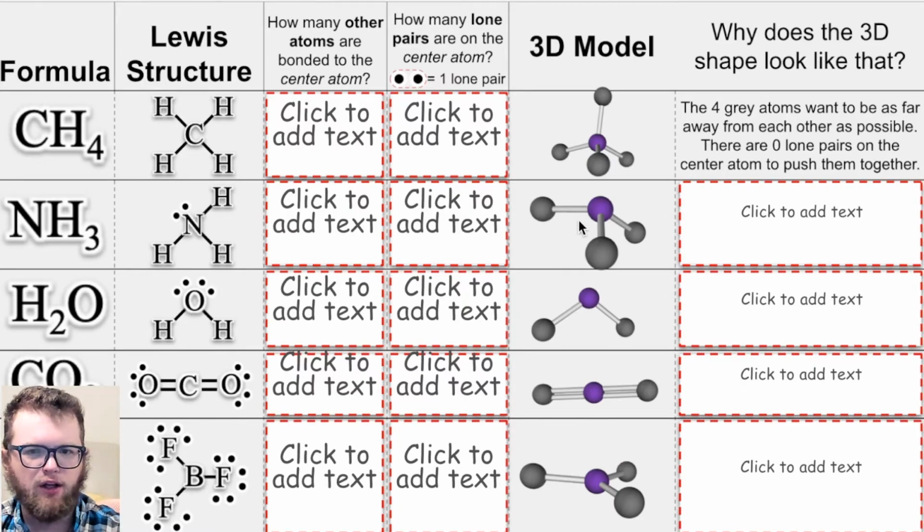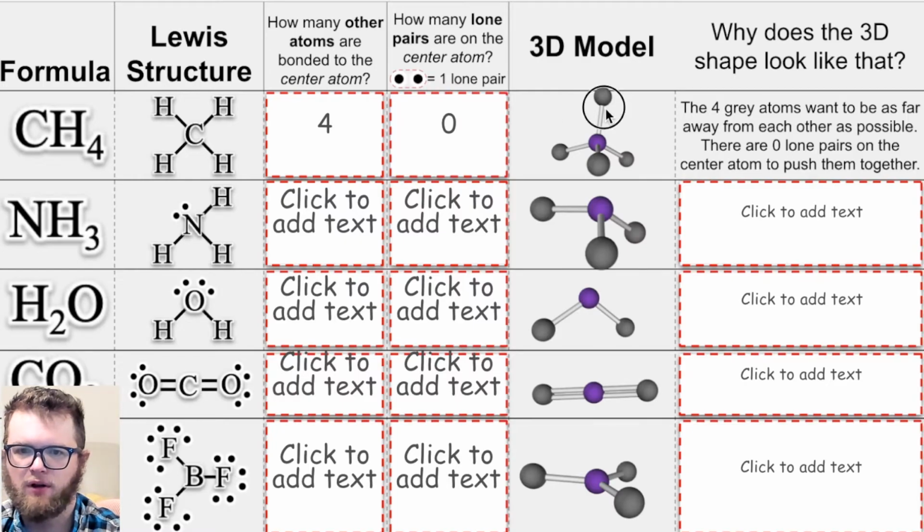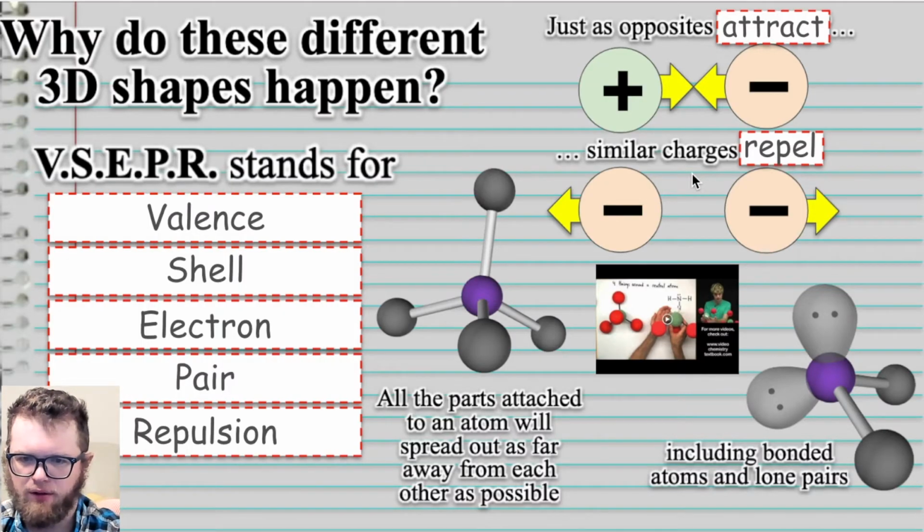So now here we're going to get into the 3D model and explain some of that. So formula, CH4, Lewis structure, we've got the C, we've got our 4 H's. How many other atoms are bonded to the center atom? Well, there were 4. How many lone pairs are on the center atom? There are 0 lone pairs. Here's the 3D model. Why does the 3D shape look like this? The 4 gray atoms want to be as far away from each other as possible. There are 0 lone pairs on the center atom to push them together. So, all right, that fits with what we know about VSEPR theory.